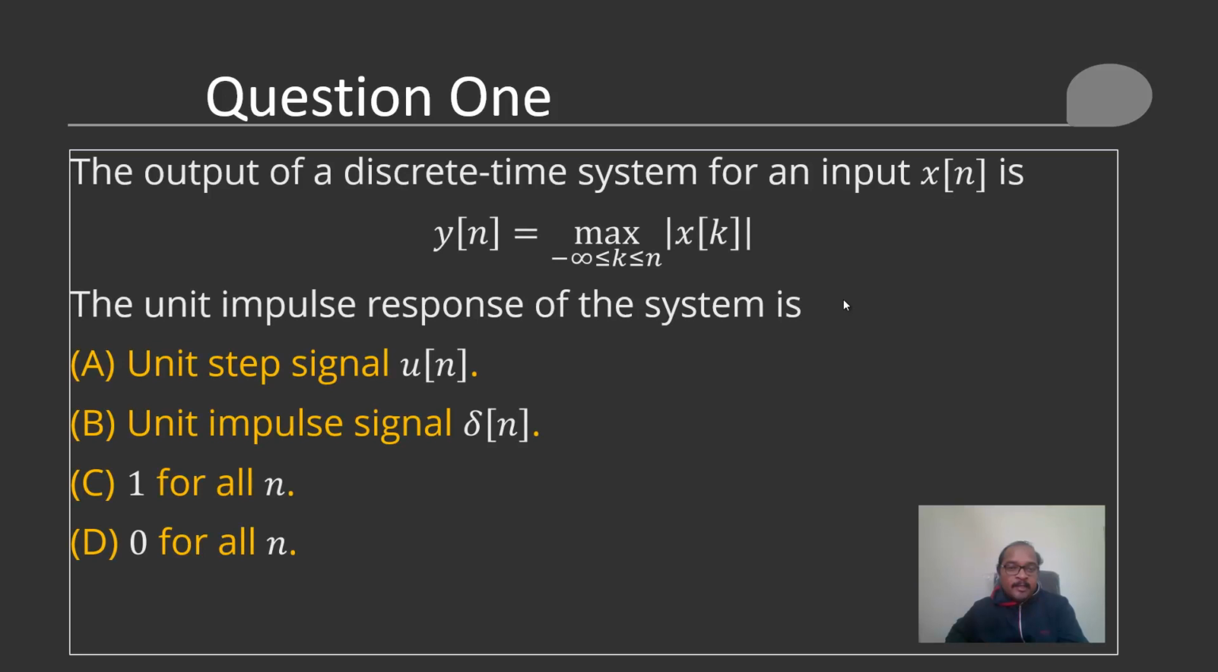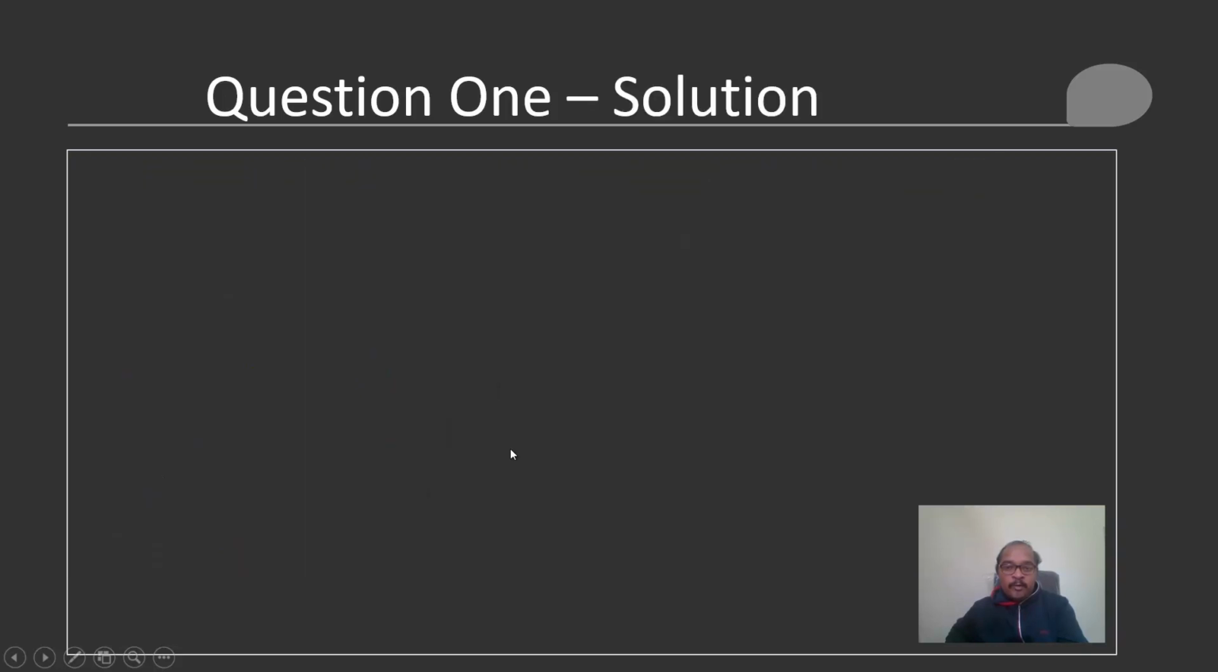So the question goes like this: the output of a discrete time LTI system is as given below, where y of n is the maximum of the modulus of x of k, where k varies from minus infinity to n, and we have to evaluate the impulse response of the system. So we have to choose one of the four choices.